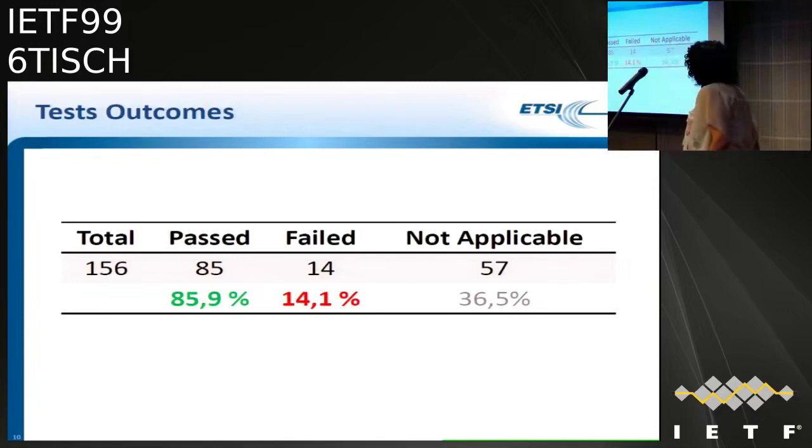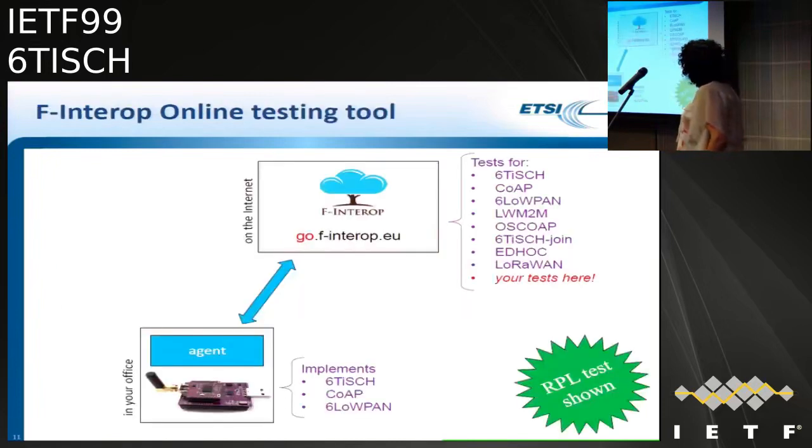We had almost 86% of the tests passed, and there were a few tests that were not applicable, mainly those related to security, and in particular, all the successful ones confirmed that RFC 8180, so minimal, is working and interoperating properly among the 5 different implementations. So this was great.